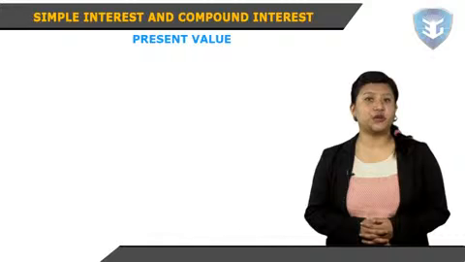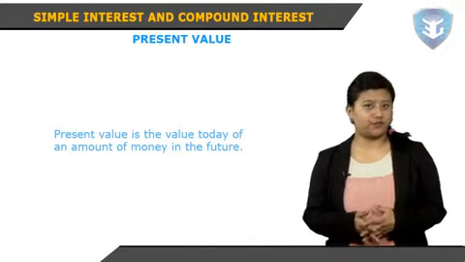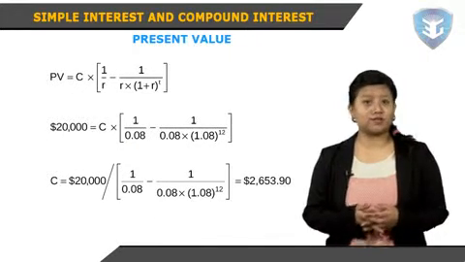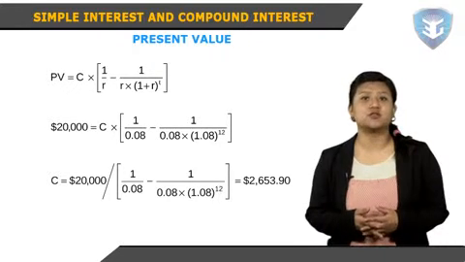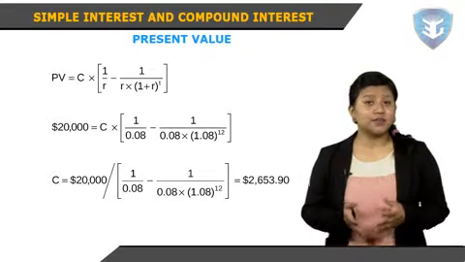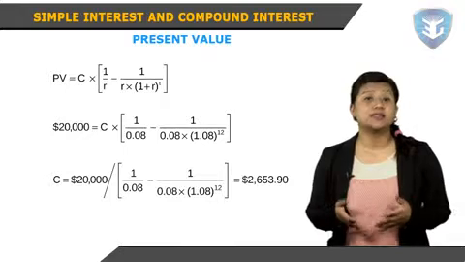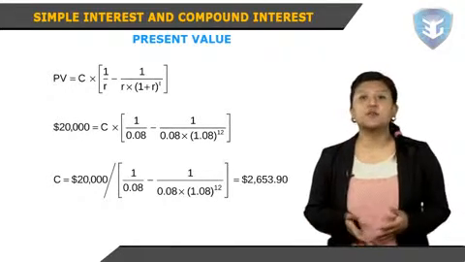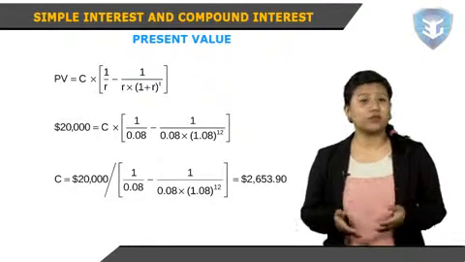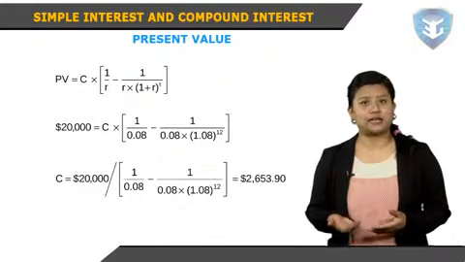Now we will study the present value. Present value is the value today of an amount of money in the future. If the appropriate interest rate is 10%, then the present value of $100 spent or earned 1 year from now is $100 divided by 1.10, which is about $91. This simple example illustrates the general truth that the present value of a future amount is less than the actual future amount. If the appropriate interest rate is only 4%, then the present value of $100 spent or earned 1 year from now is $100 divided by 1.04, or about $96.